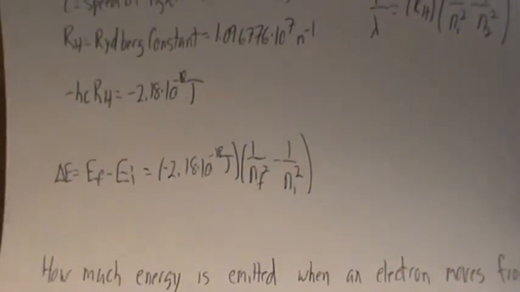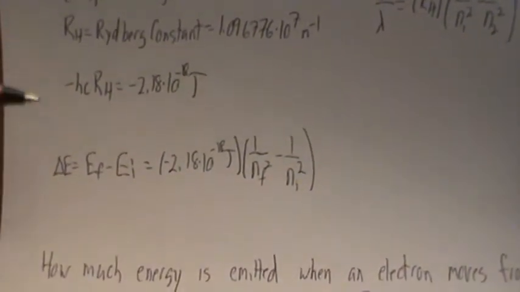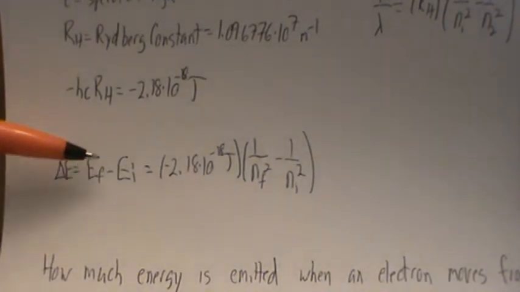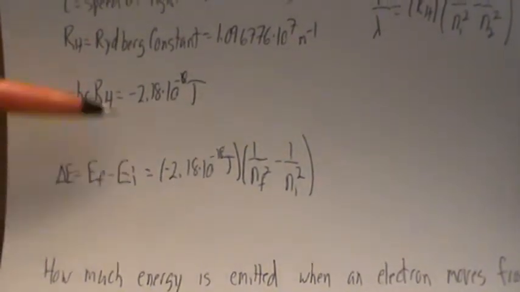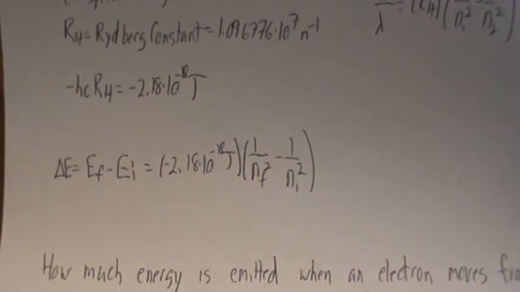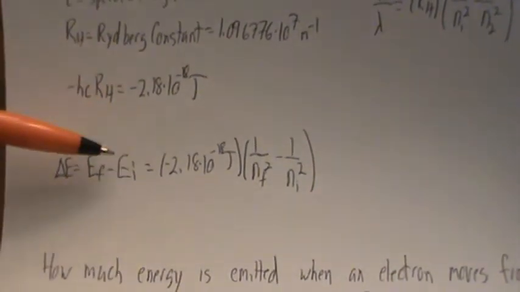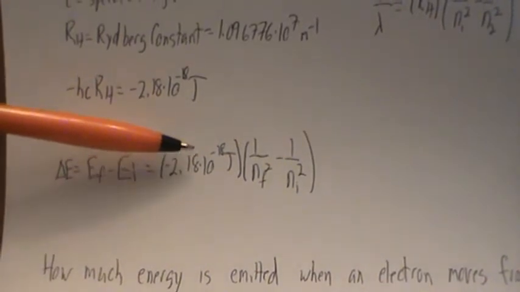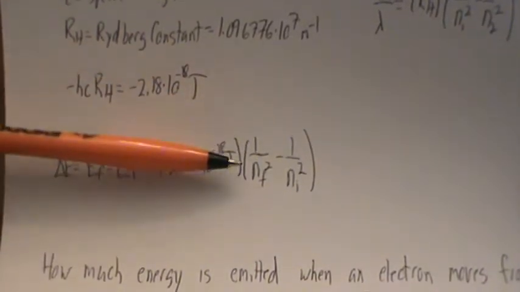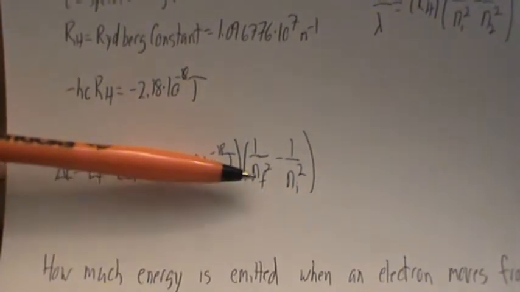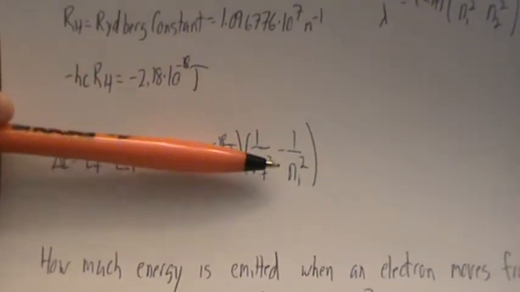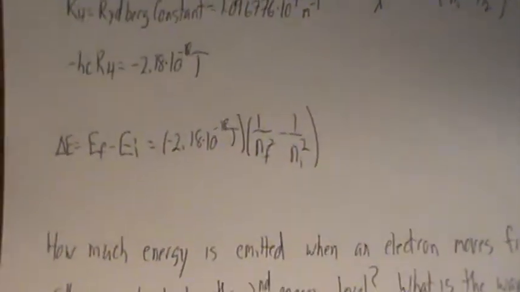Now, if we know the two energy levels that the electron is jumping between, we can find the energy by this. Change in energy is equal to our final energy minus initial energy, kind of like finding the delta H, or change in anything, change in temperature. We take negative h times c times RH times 1 over our final energy level squared minus 1 over our initial energy level squared.